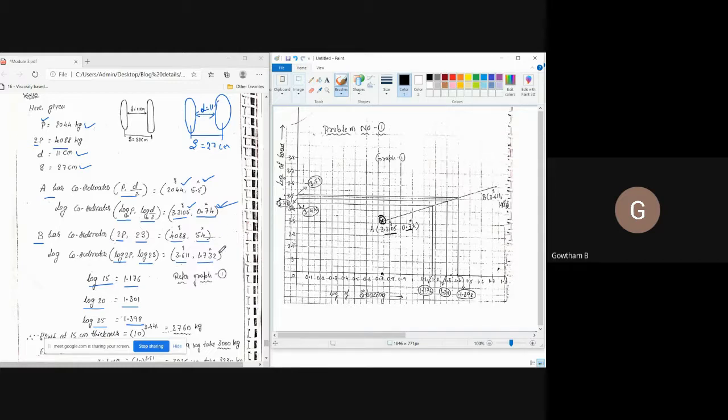Similarly, locate the B coordinate. In the B coordinate, x is 1.732. Note this down in the x-axis: 1.732 means here 1.7 is there, and 1.732 will come somewhere here in the third line. In the y-axis you have to take 3.611, somewhere here between 3.6 and 3.7. So you are ready with point A and point B. Once you have obtained point A and B, join point A and point B.